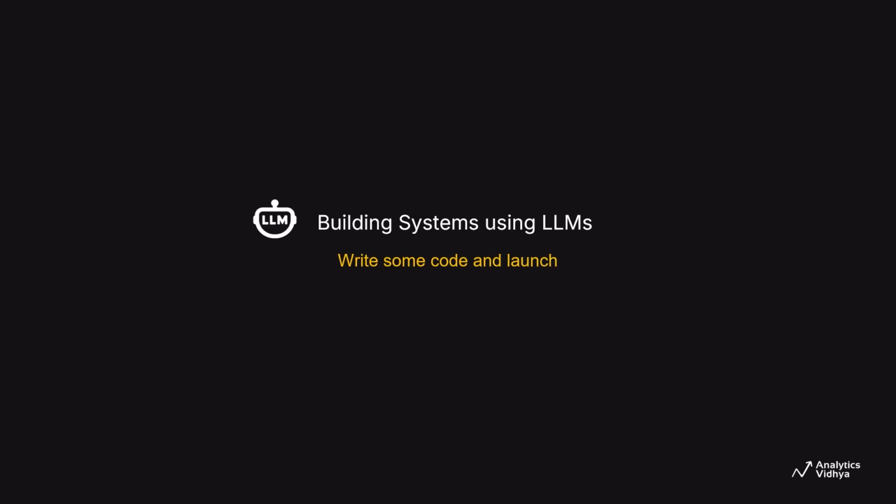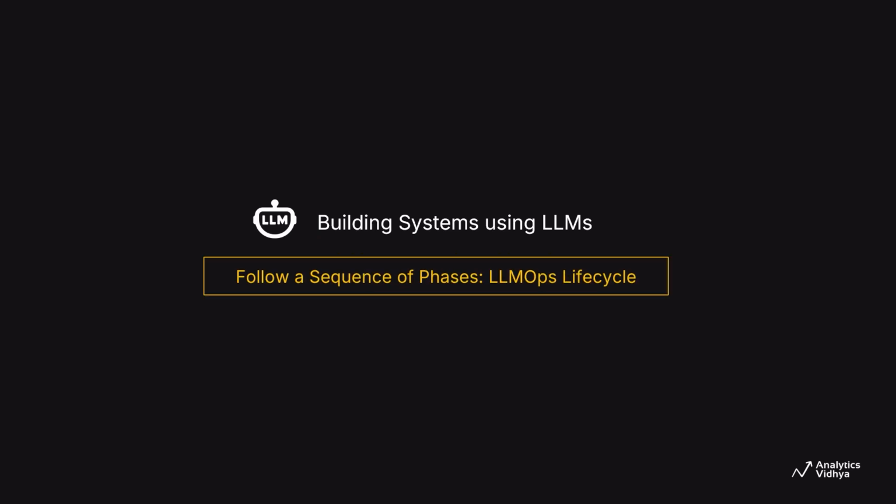When a team starts building with LLMs, many assume the process is simple. Just write some code, call the API, and launch the product. But real world systems don't work that way, especially when they are customer facing and production grade systems. LLM systems require structure. Instead of just writing the code and launching, building LLM systems follows a sequence of phases. Each phase has its own operational challenges and decisions.